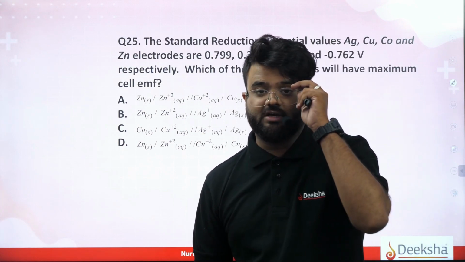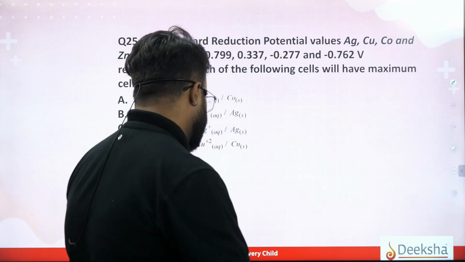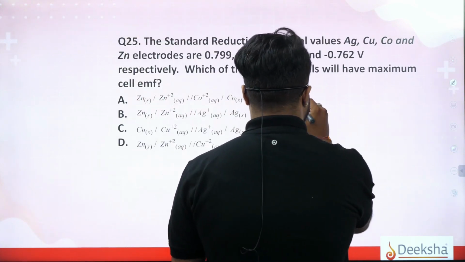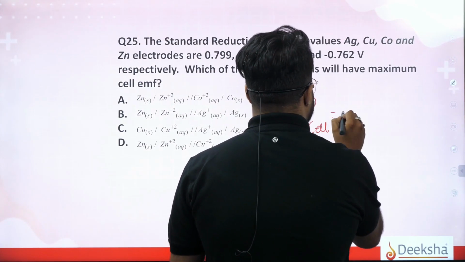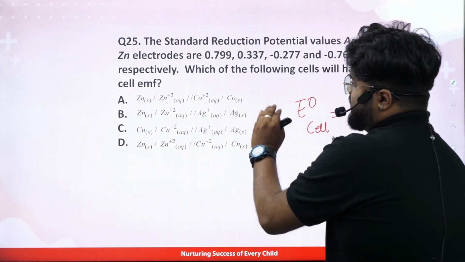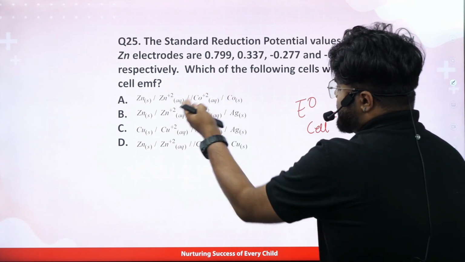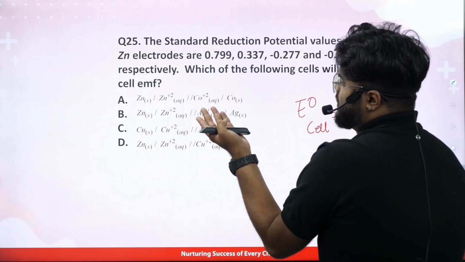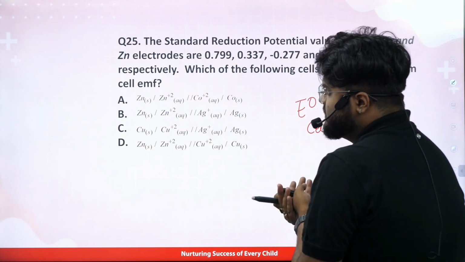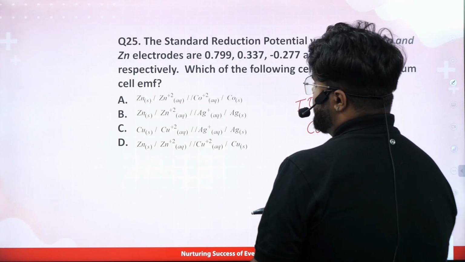Which cell will have the maximum EMF? So when you substitute in the formula, E naught of the cell. If I take the first option, we know that silver and zinc are the most reactive. So let us see the first option. This will be having the highest. Option B will be having the highest EMF. So let us solve how it is having the highest EMF.